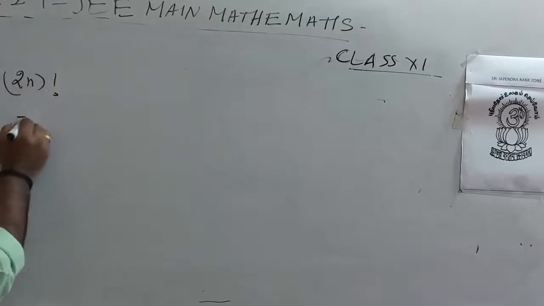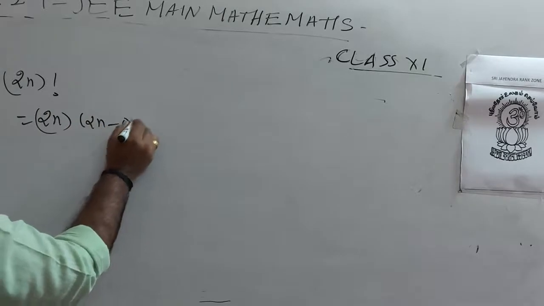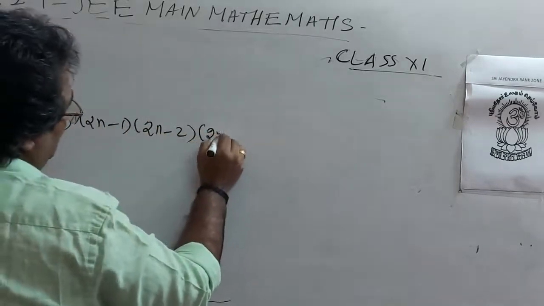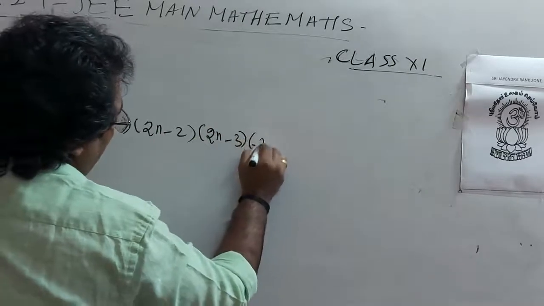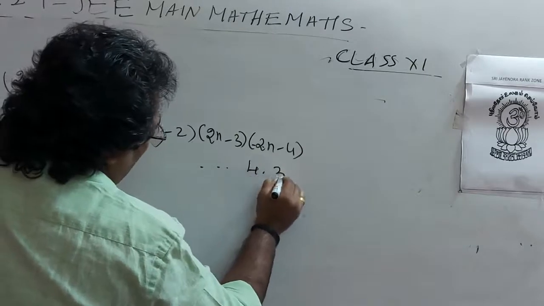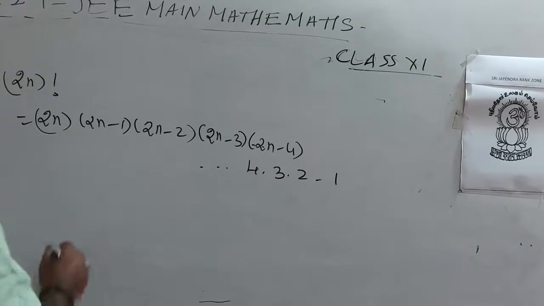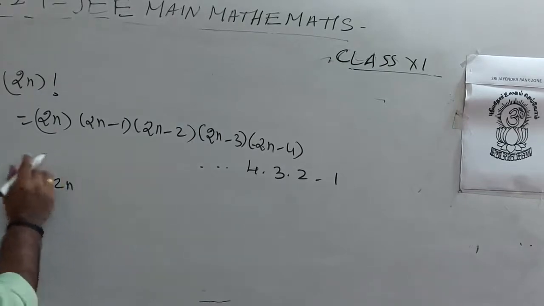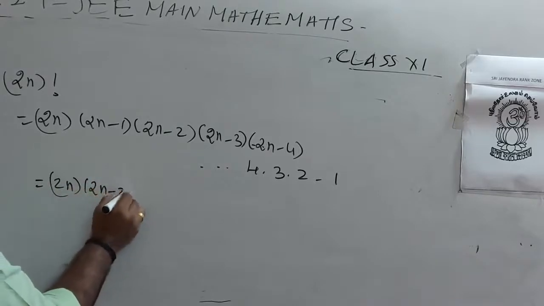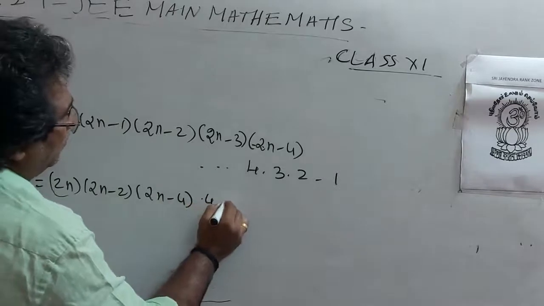2n factorial means 2n, 2n minus 1, 2n minus 2, 2n minus 3, 2n minus 4, down to 4, 3, 2, 1. You collect all the even terms: 2n, there are n of them: 2n, 2n minus 2, down to 4, 2.